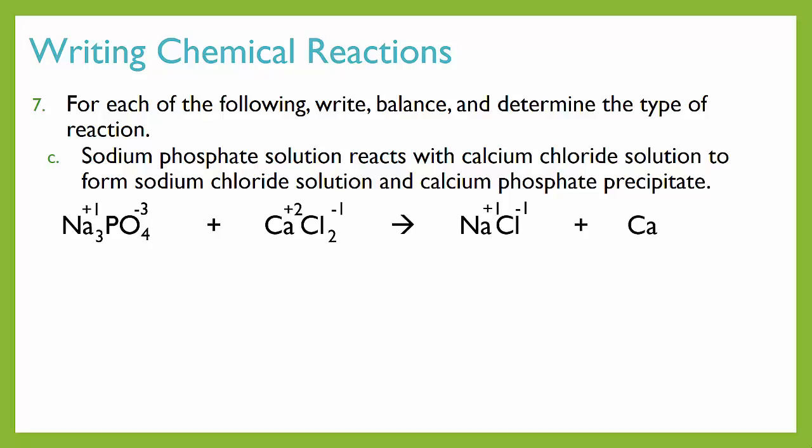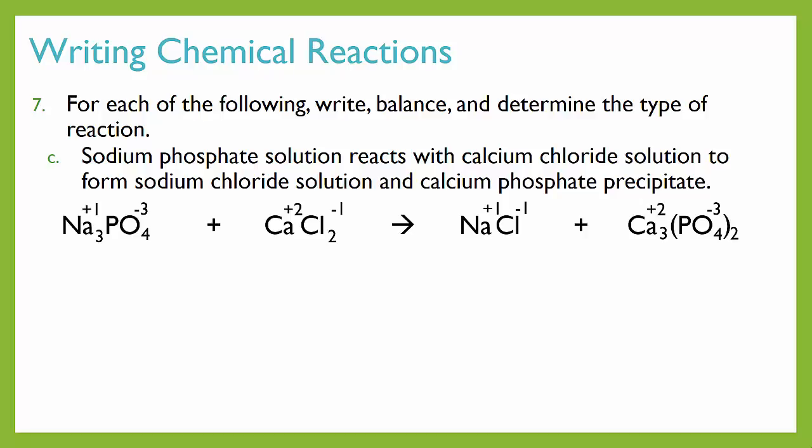And I'm also going to form a calcium phosphate precipitate. So calcium would have a charge of +2, phosphate has a charge of -3. So in order to make this work, if I have 3 calciums, that gives me +6, and if I have 2 phosphates, that gives me -6. So those are my formulas.